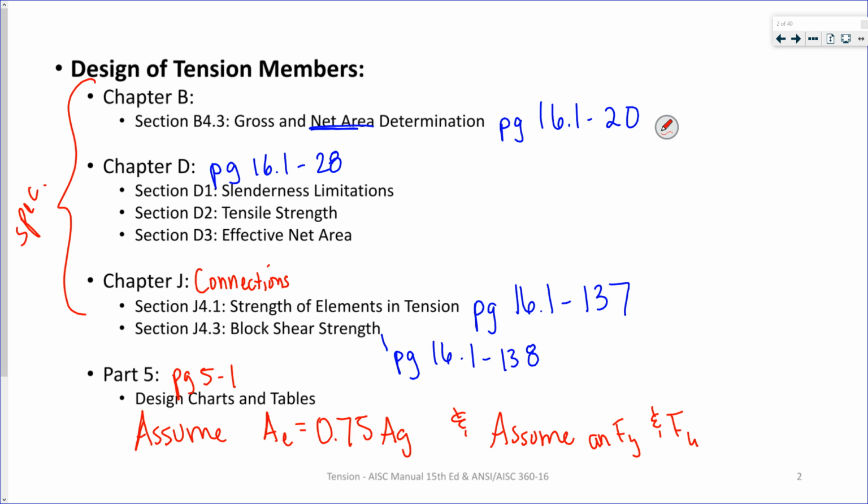I forgot to adjust this thing. Okay, so that is where we are navigating in the manual for tension member design.